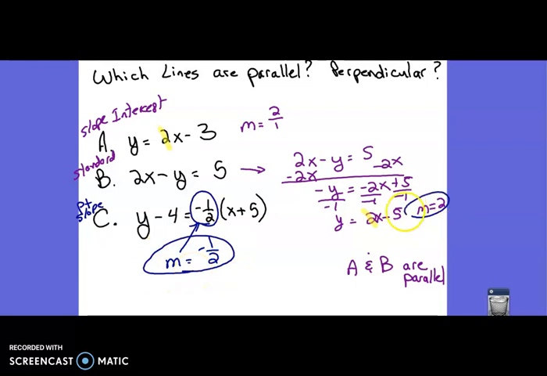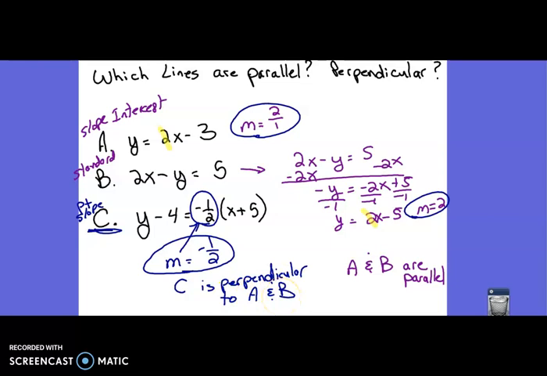Well, we know that this slope is 2, this slope is 2, and this is the opposite reciprocal. So letter C is perpendicular to A and B. So that's what we would write. C is perpendicular to lines A and B, because it's opposite reciprocal. Parallel lines have the same slope, and perpendicular lines have opposite reciprocals.